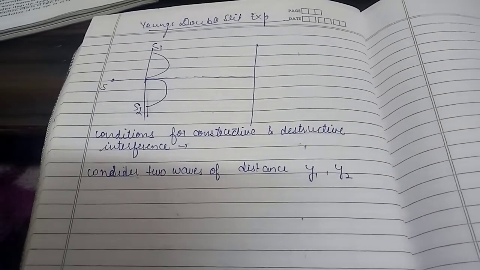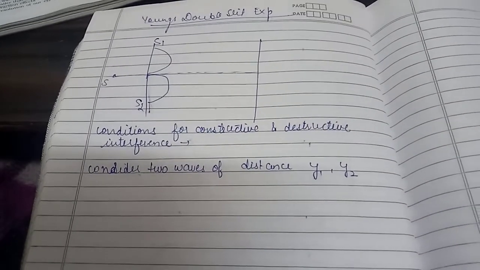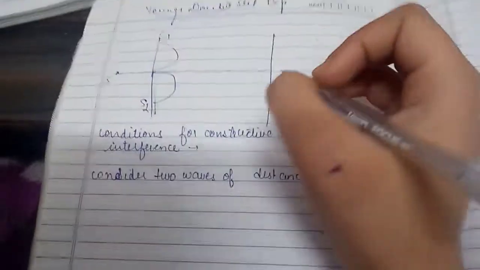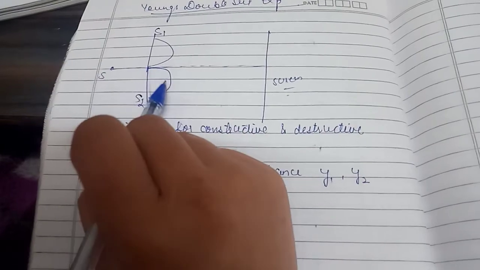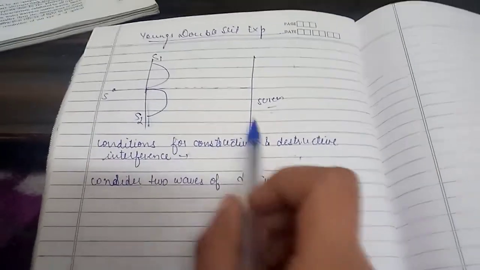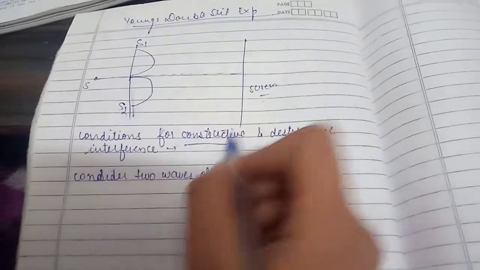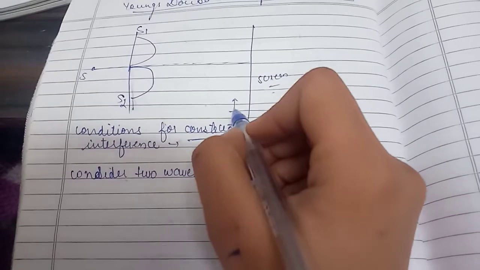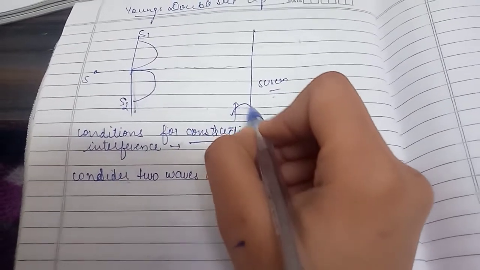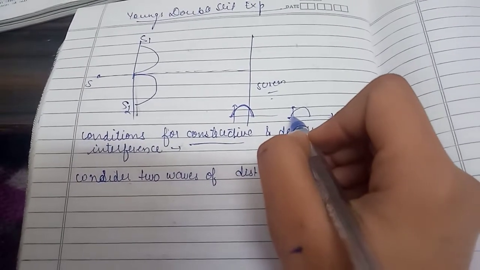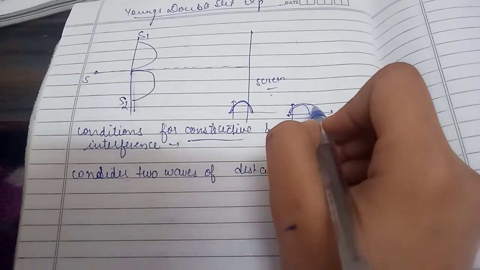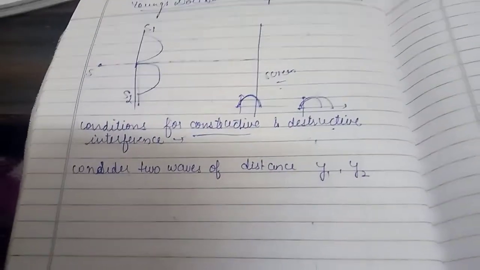Hello everyone, today we are going to study Young's double slit experiment. So we have taken a screen and two slits S1 and S2. Now we are studying the conditions for constructive and destructive interference. Constructive interference means two waves which coincide, and destructive means two waves which do not coincide.